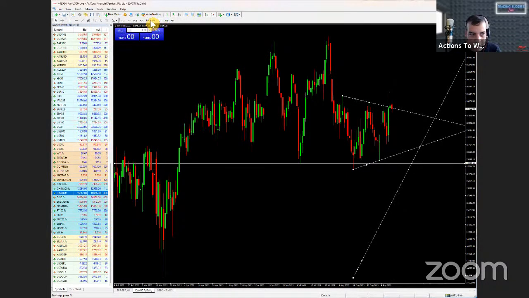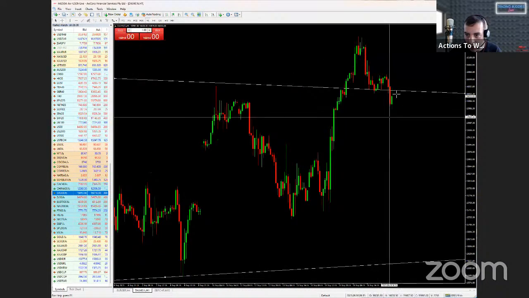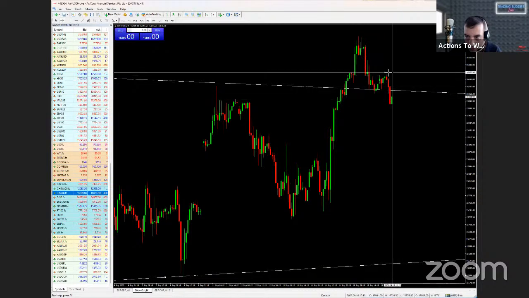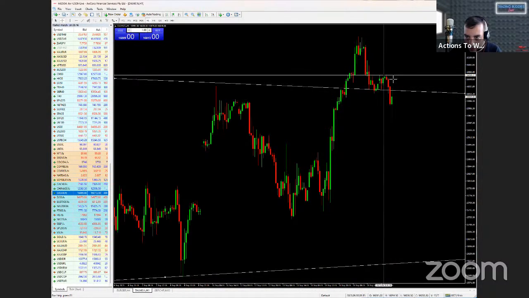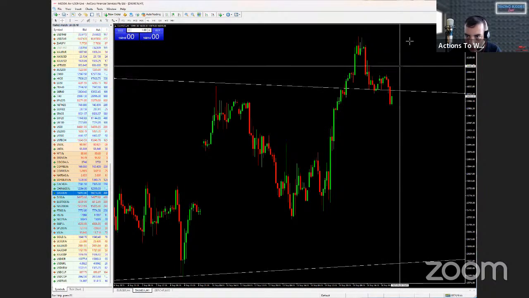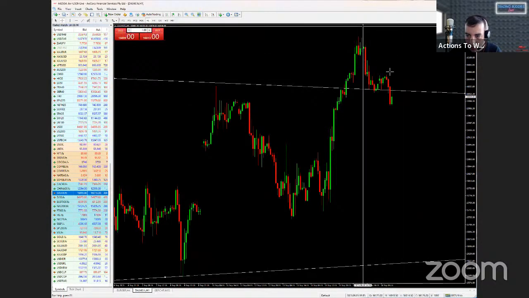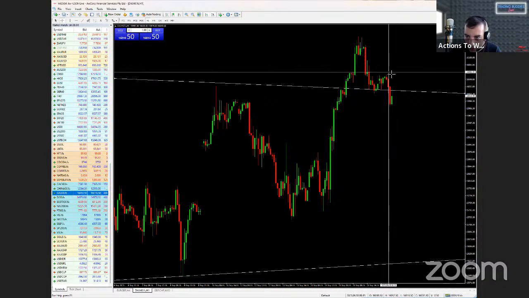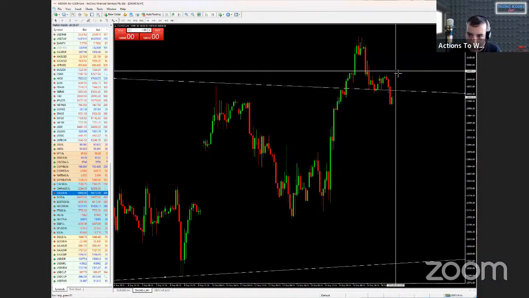Now, the way I like to do it is I like to look at this area here. Because if that area gets broken and retested, it might be that I make a judgment that this is going all the way back up here and through. So it might be that this becomes like my soft stop loss. In fact, it is my soft stop loss, but I need to have a look here.